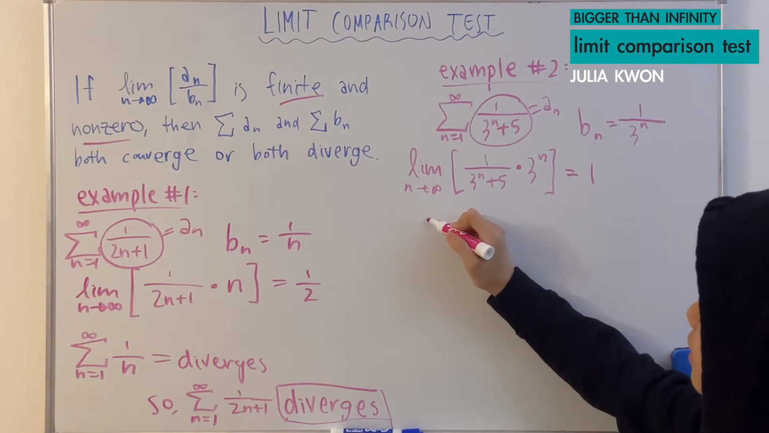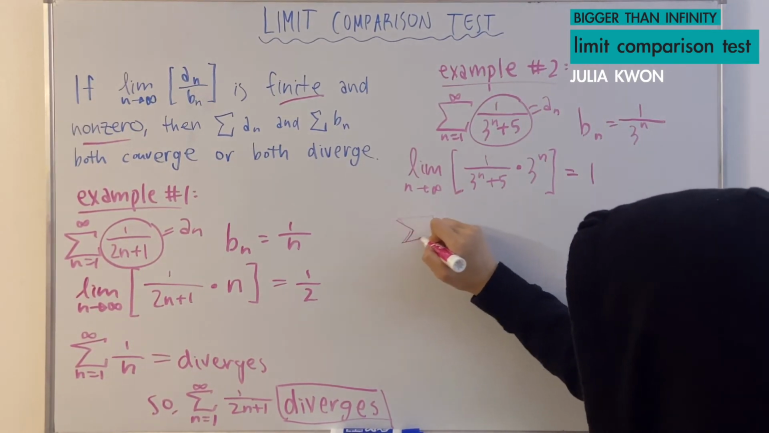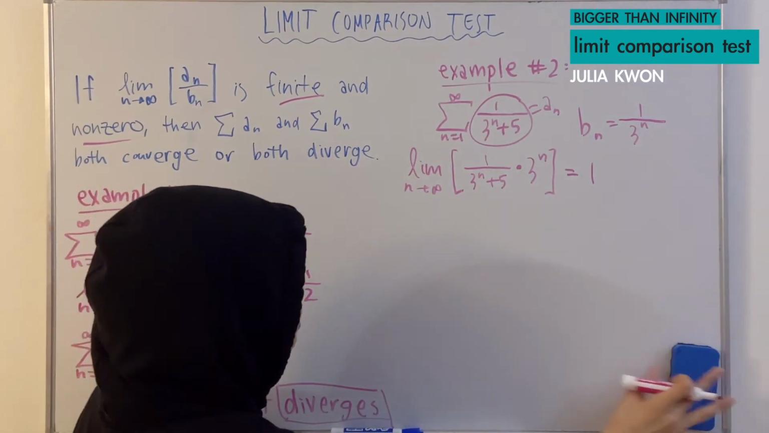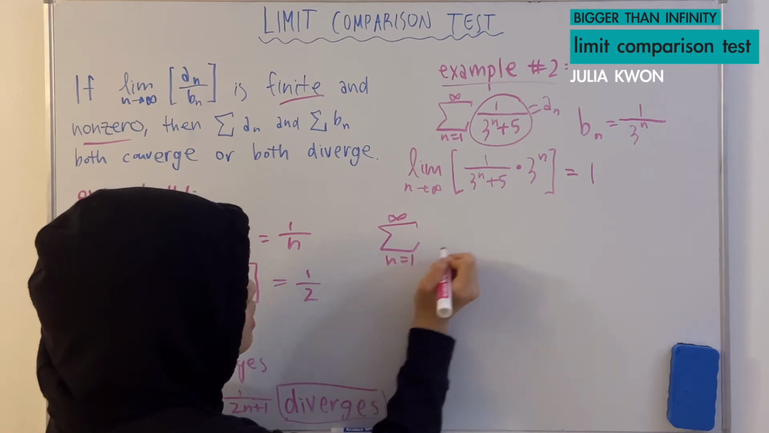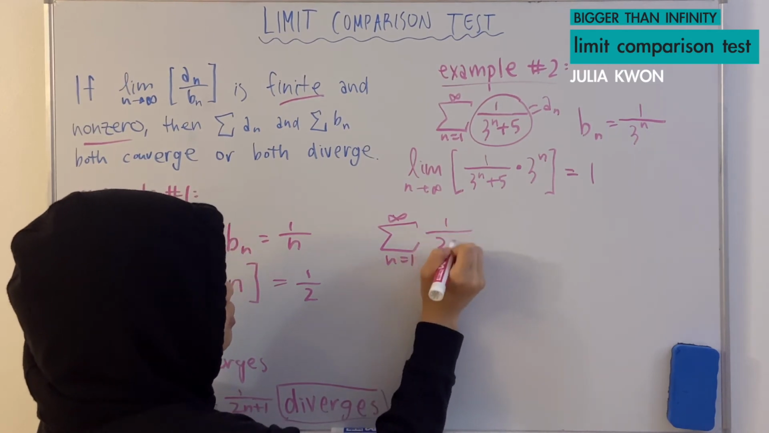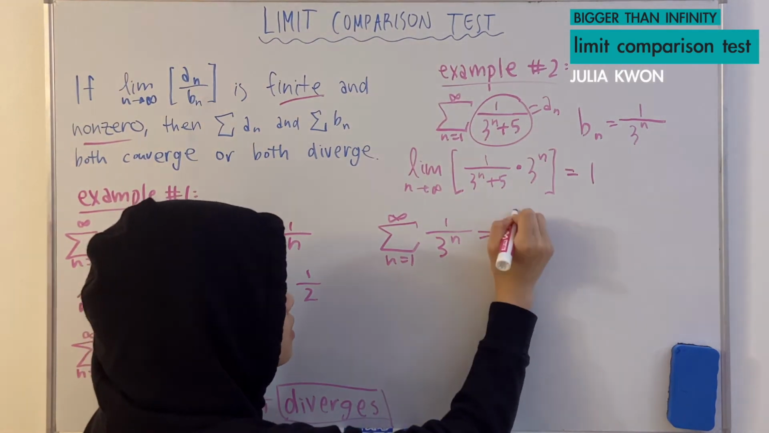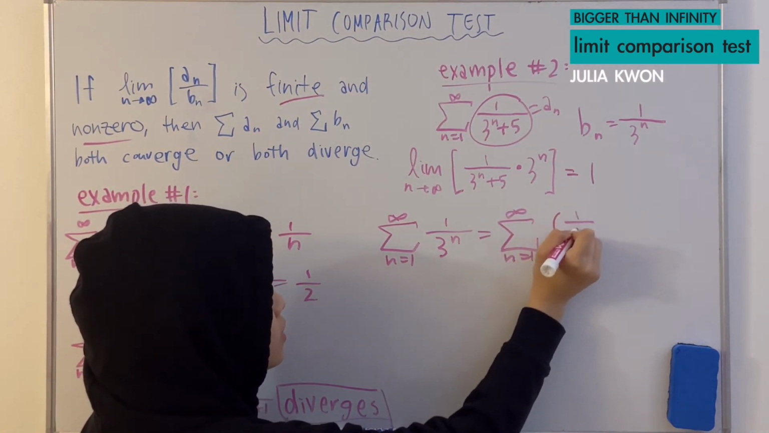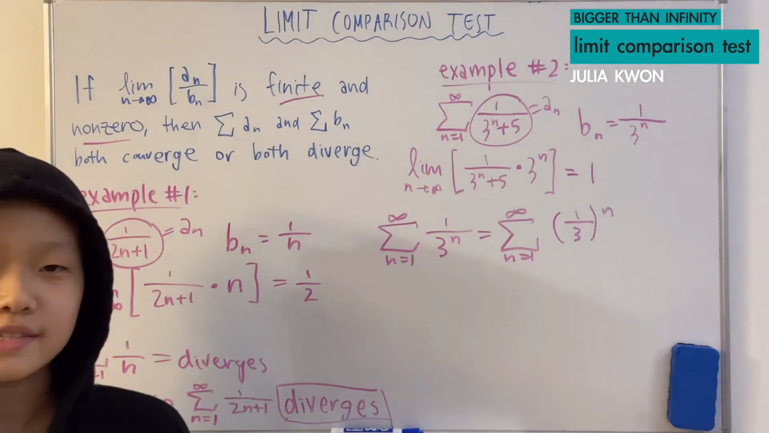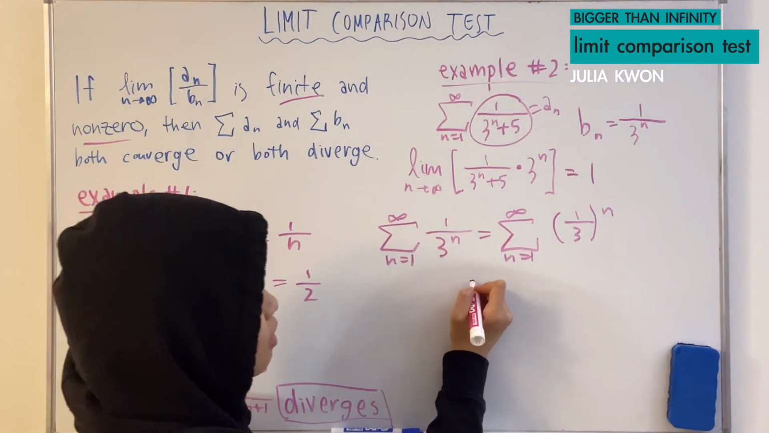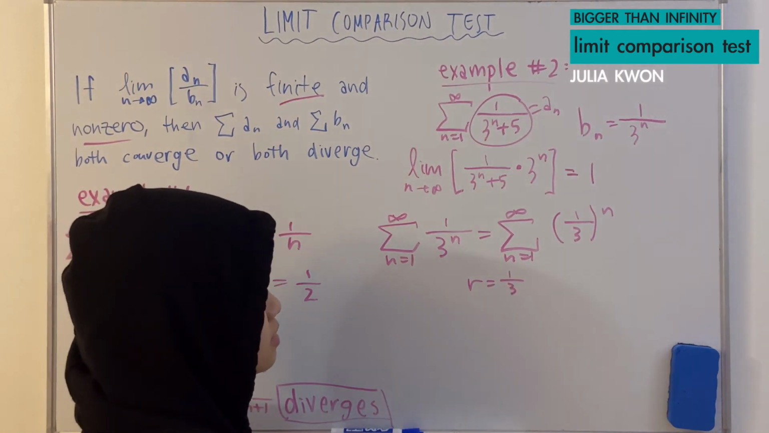Let's look at the infinite series 1 divided by 3 to the power of n. Well, this is equal to 1 divided by 3, all to the power of n. And remember, this is a geometric series. r is equal to 1 divided by 3 in this case.